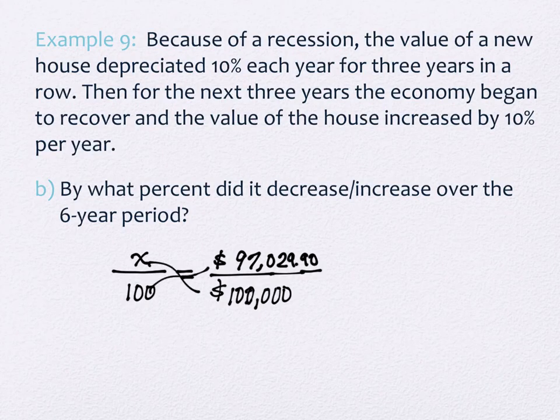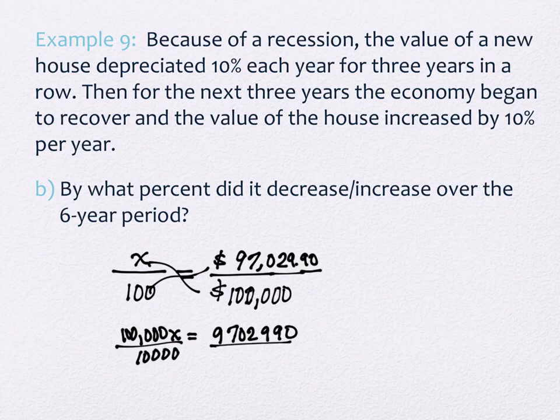So if we cross multiply, we have 100,000x, and then we have 97,02990, and divide by 100,000. What is the x? What is the percent that we get? Like this, right? 97.029%. Now, that doesn't exactly answer the question that was asked.